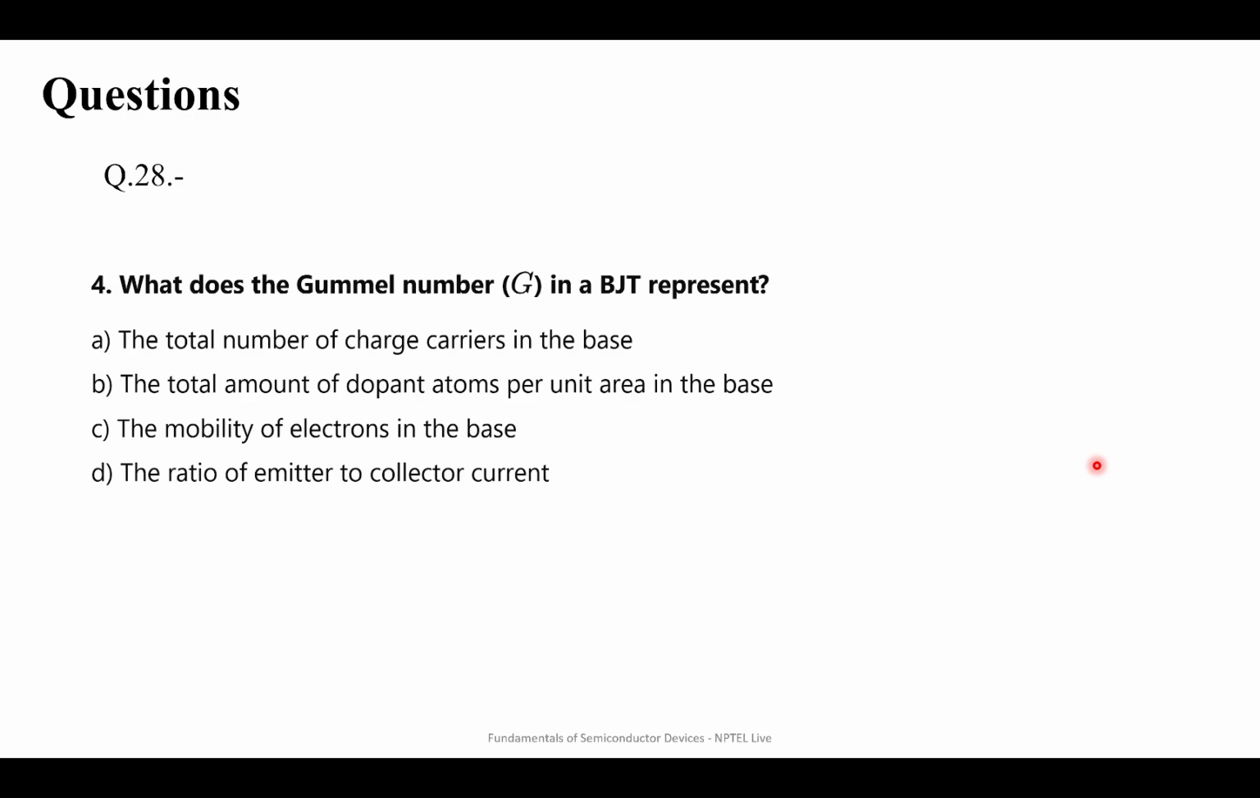Next question. What does the Gummel number G in a BJT represent? The total number of charge carriers in the base, the total amount of dopant atoms per unit area in the base, the mobility of electrons in the base, the ratio of emitter to collector current.